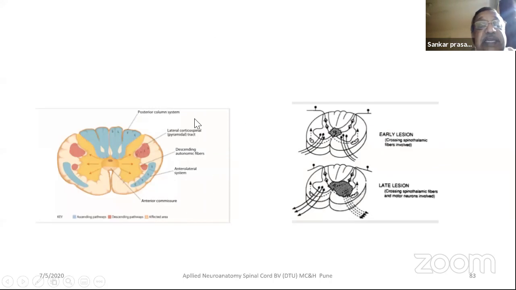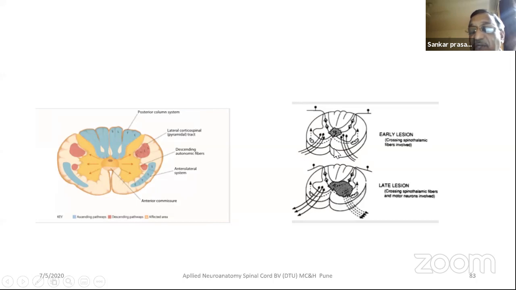Right. So any confusion about the tract lamination and distribution? Any questions you want to ask in this? And what is it showing here in this picture? This is an intramedullary lesion. Crossing spinothalamic tracts are involved. So in this case, if you don't examine temperature, you will not be able to pick it up.